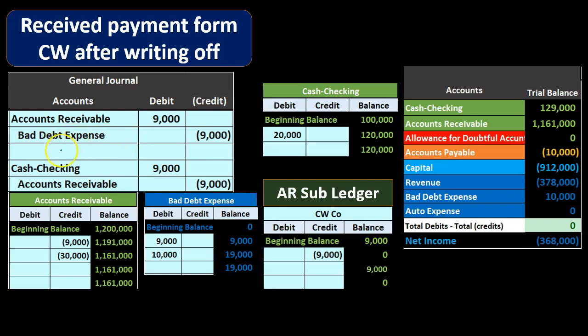Once we do that, then we can just do our normal transaction that would happen if a company came in and paid us on account. Debiting the checking account, increasing the checking account, crediting accounts receivable, decreasing accounts receivable.